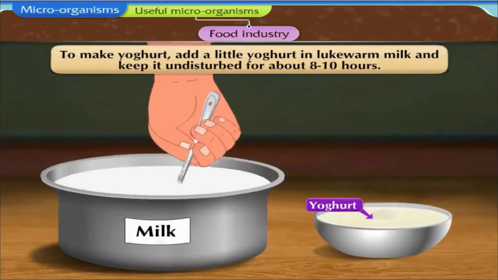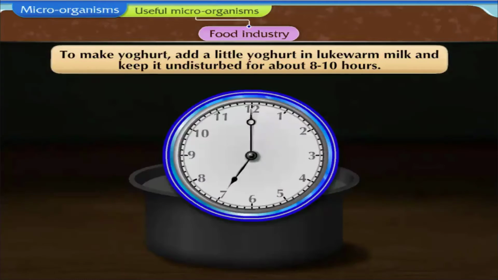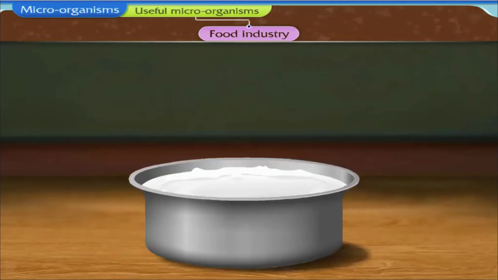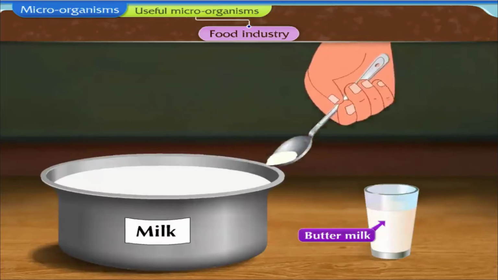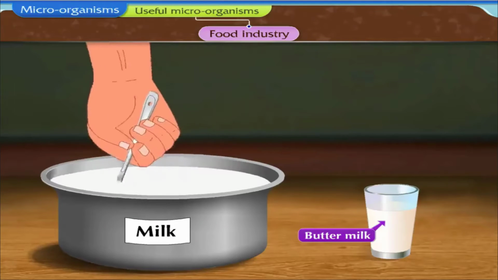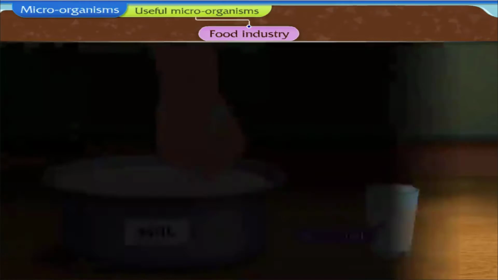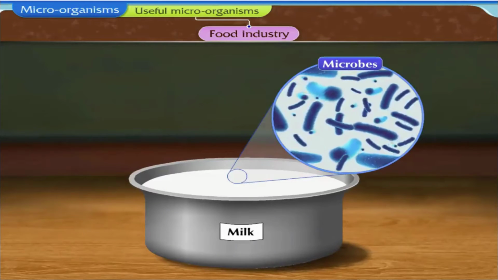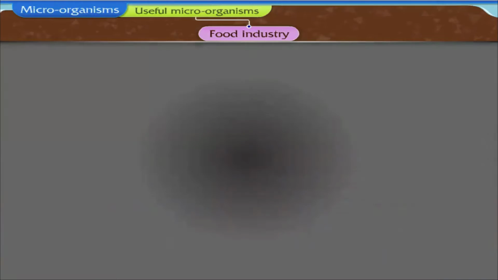She mixed a little yogurt with lukewarm milk and kept it undisturbed for 8 to 10 hours. After 8 to 10 hours, yogurt was formed. Mother also told Neha that yogurt can also be made by using a few drops of buttermilk in case yogurt is not available. Microbes present in yogurt or buttermilk multiply and the milk gets converted into yogurt.